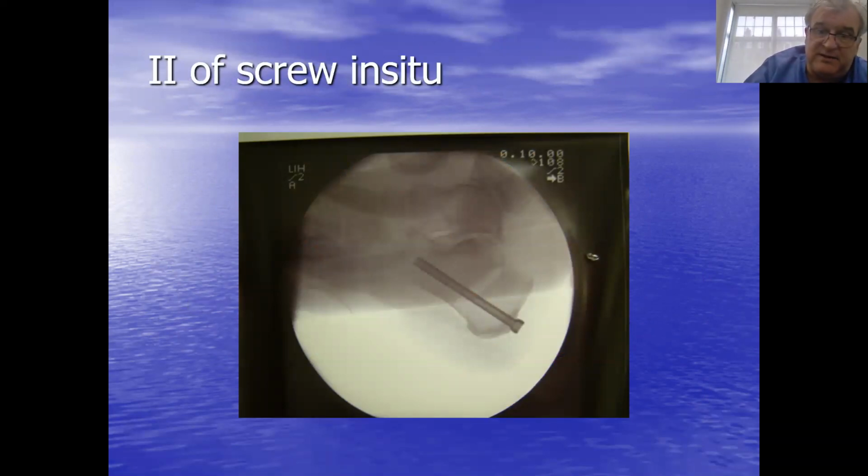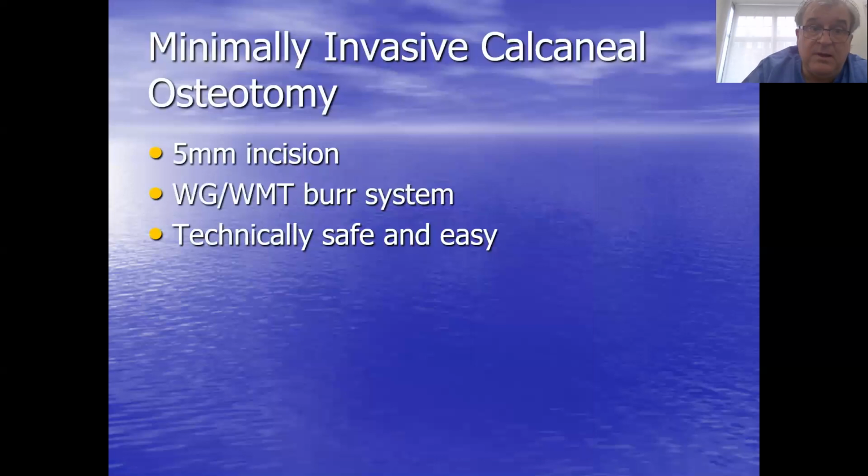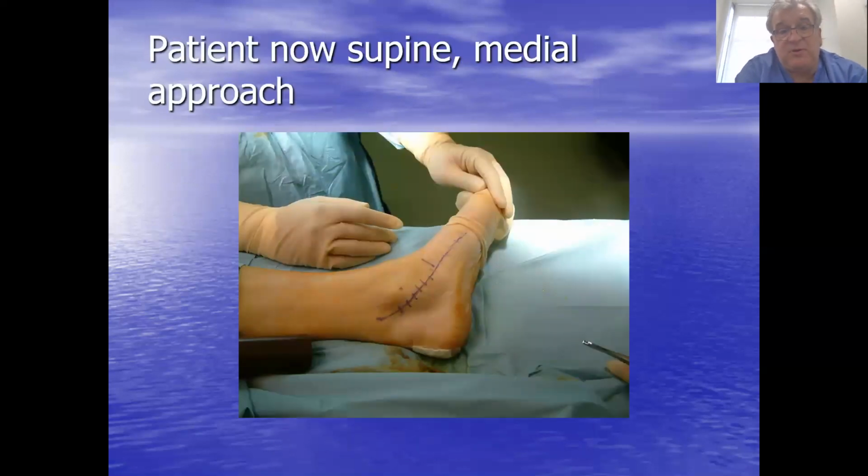I tend to do this minimally invasively now through a tiny incision, and we get the same result, which is really great. This is an axial view of the heel. You can see how much push there's been medially. So that is enough to give you good correction of your abnormal Achilles tendon pull. As I say, I'm now doing this with a minimally invasive burr system, which is technically safe and easy. We then roll the patient supine, and then we address the problem on the medial side.